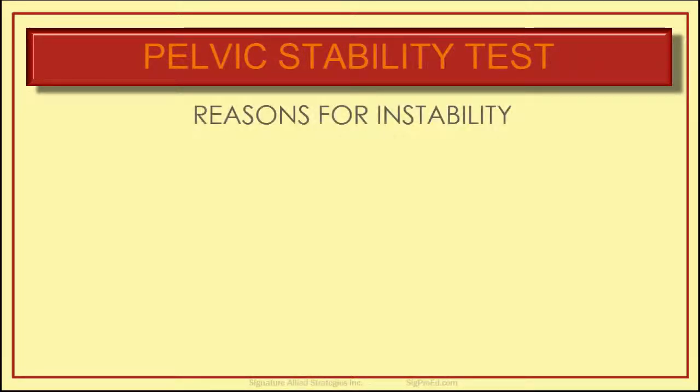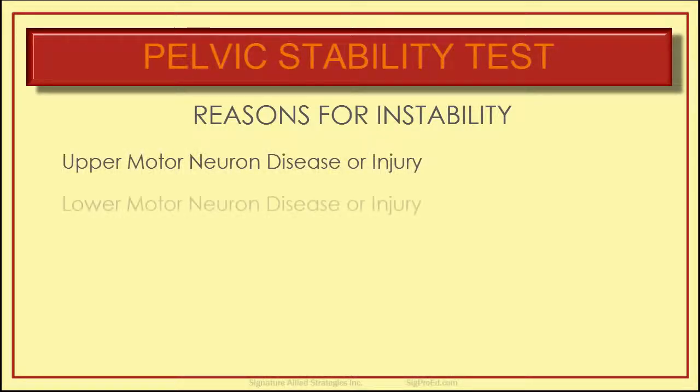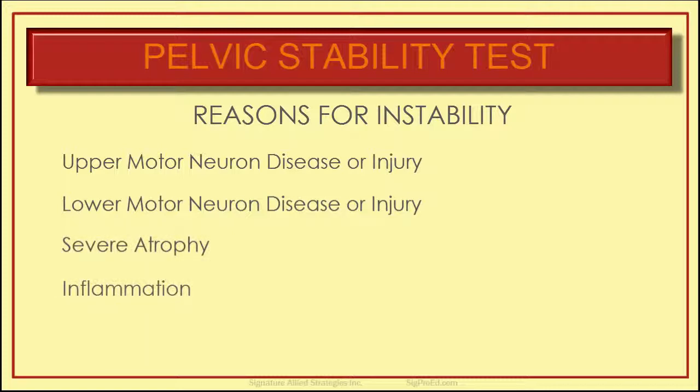Remember your reasons for instability: upper motor neuron disease or injury, lower motor neuron disease or injury, severe atrophy, inflammation, or alignment, and figure out which is causing the instability or the movement in your patient during the single leg balance test and the pelvic stability test.